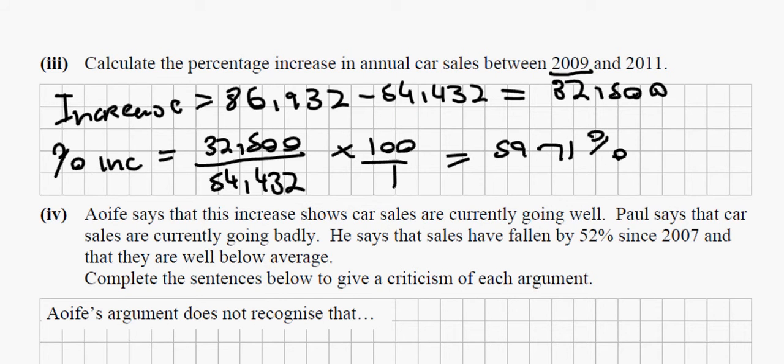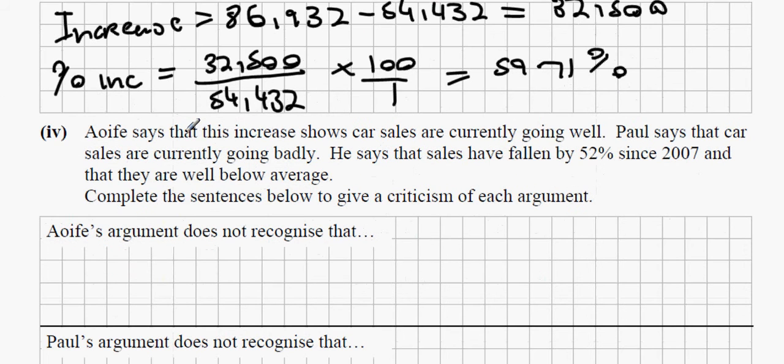Eva says that this increase shows car sales are currently going well. Paul says that car sales are currently going badly. He says that the sales have fallen 52% since 2007, and they are well below average. Complete the sentences below to give a criticism of each argument.